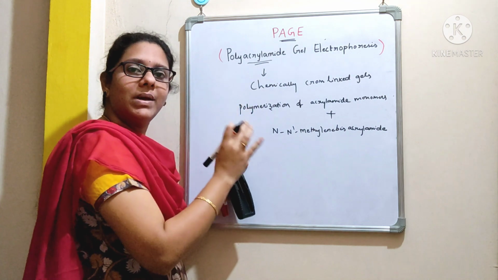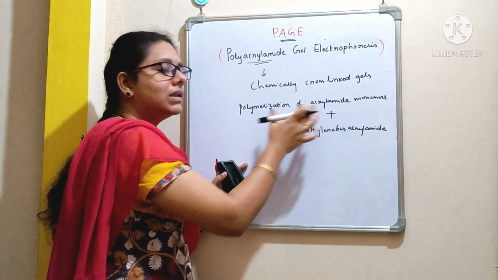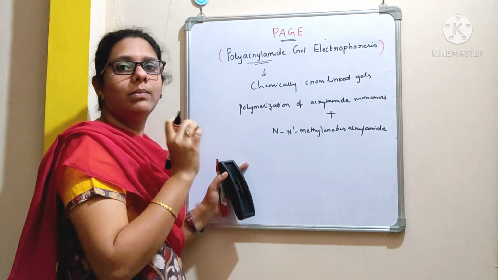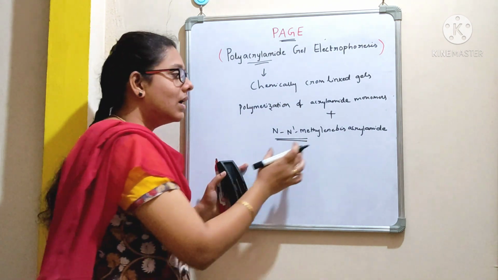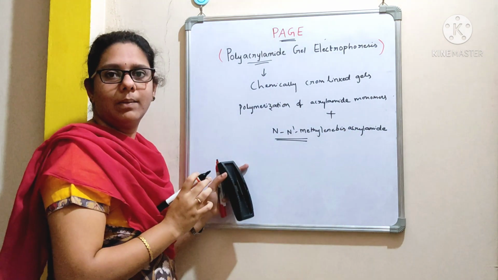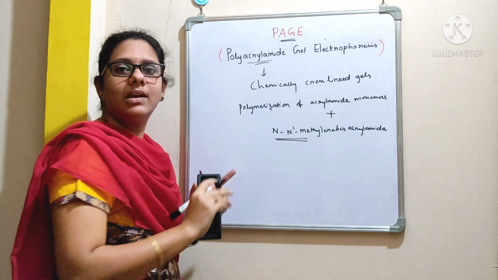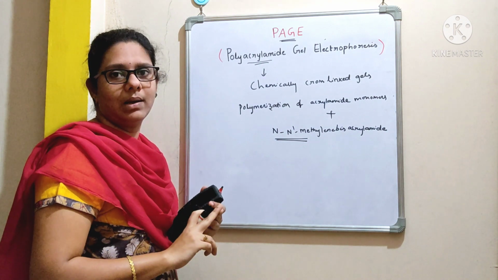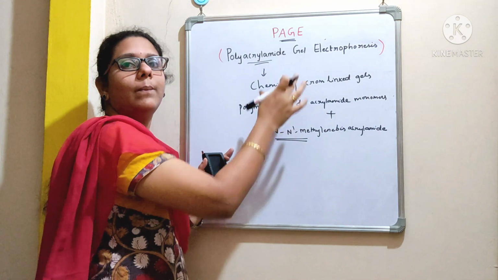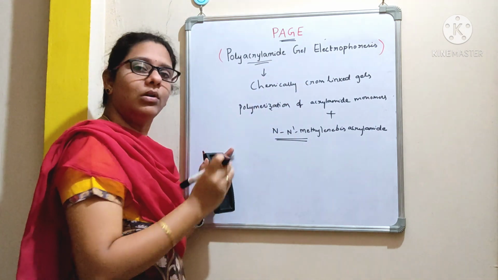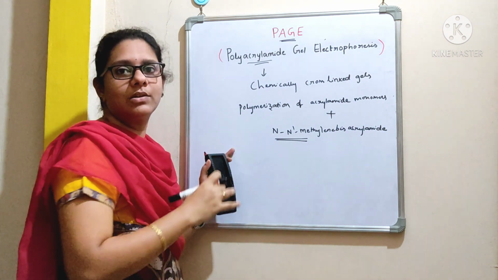And these polyacrylamide gels are chemically cross-linked gels that are formed by the polymerization of acrylamide monomers in the presence of a cross-linking agent called N,N'-methylene bisacrylamide. So when you prepare a gel, you need to have these reagents, that is acrylamide and bisacrylamide. Both acrylamide and bisacrylamide are involved in the polymerization of the gel.